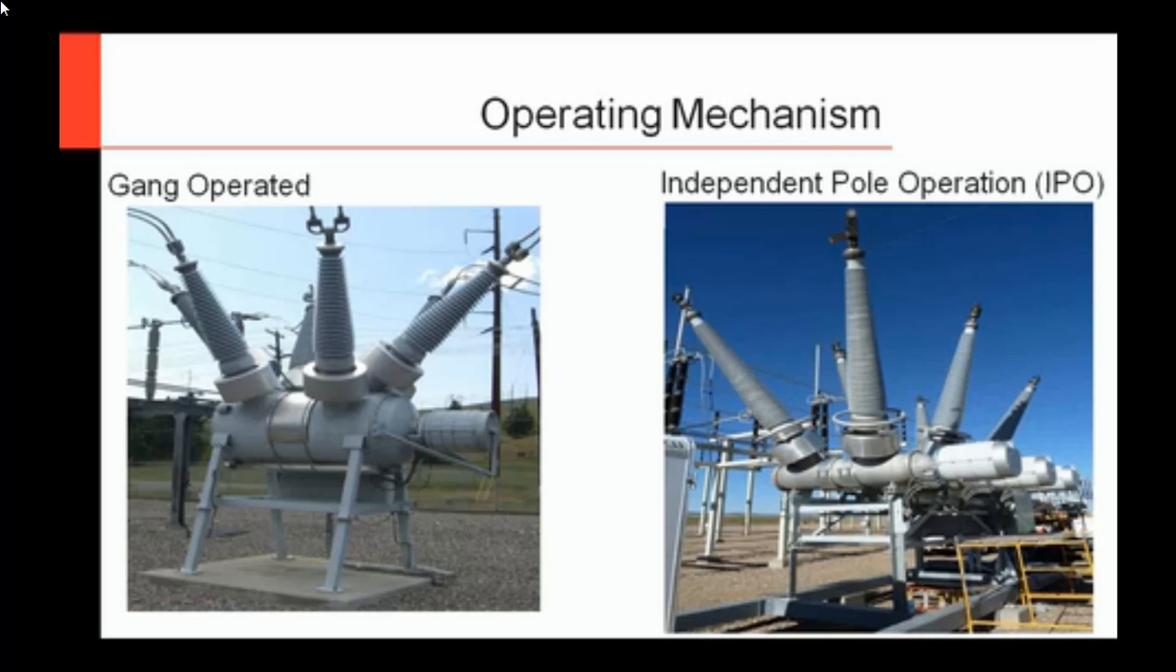So here's an example of a dead tank circuit breaker with a gang operated on the left. This is about a 121 kV circuit breaker, and this is a kind of interesting design where you have all three phases in the one tank here, and this is an SF6 style circuit breaker. Then on the right, this is a 362 kV circuit breaker. You'll notice you have 1, 2, 3 phases there, and they each have their own mechanism driving it.